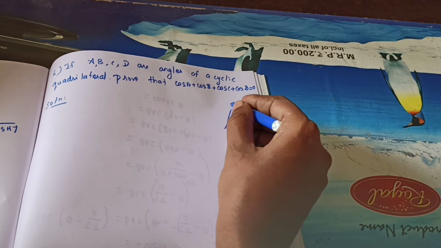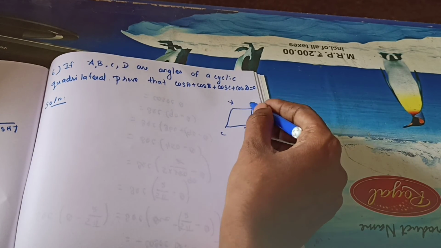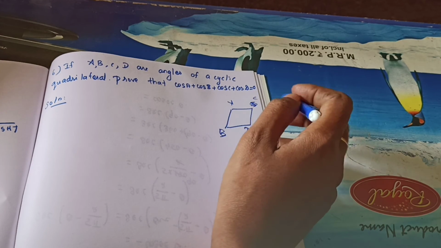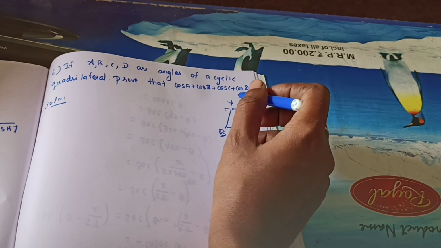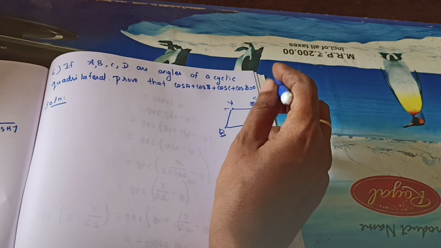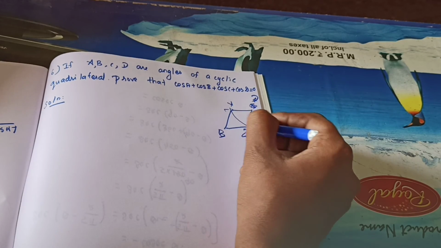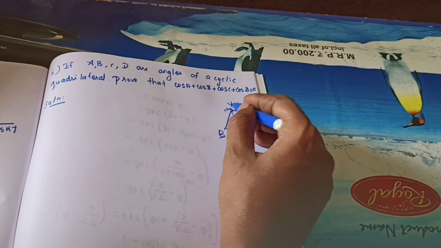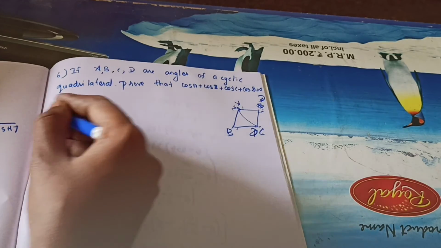This is a cyclic quadrilateral. So let us consider this is A, B, C, D. If you are adding any two opposite angles, they must be equal to 180 degrees. So when you are adding these two angles, you will get 180 degrees. Understand? A plus C must be 180 degrees. Same as that, B plus D equal to 180 degrees. In 10th standard you have learned.